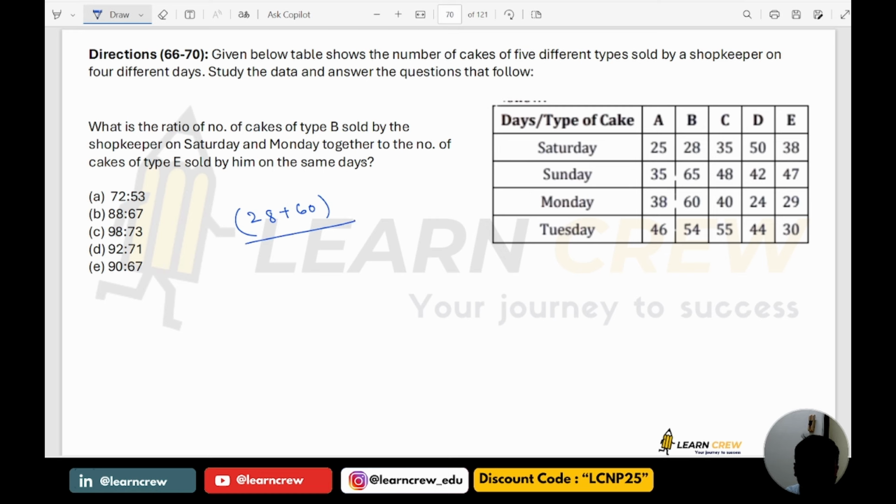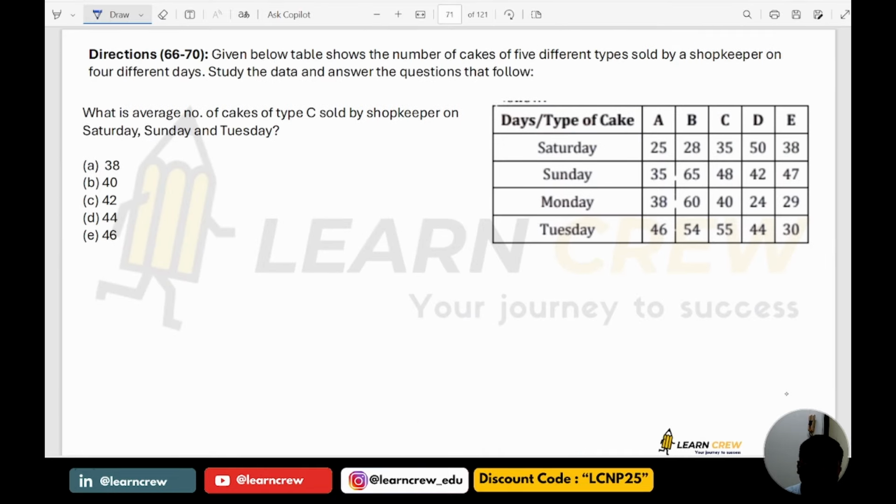The number of cakes of type E on the same days are 38 plus 29. So 28 plus 60 is 88, and 38 plus 29 is 67. So 88 is to 67, which is the answer.